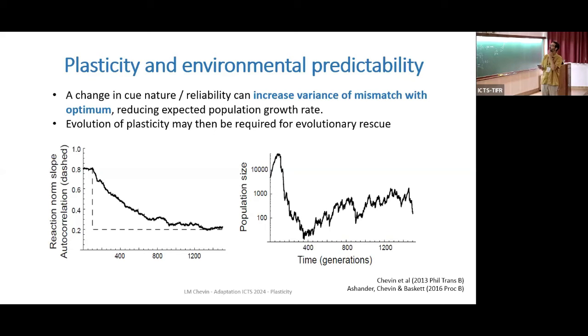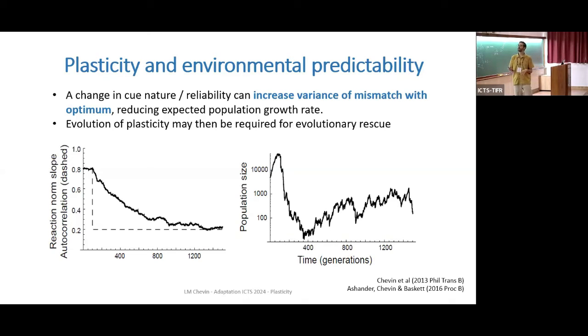So if you have a change in the nature of these cues or their reliability, this can increase the variance of mismatch with the optimum when it's fluctuating, as I just showed before. And this could cause extinction risk by itself. And then evolution of plasticity may then be required in this case for evolutionary rescue.